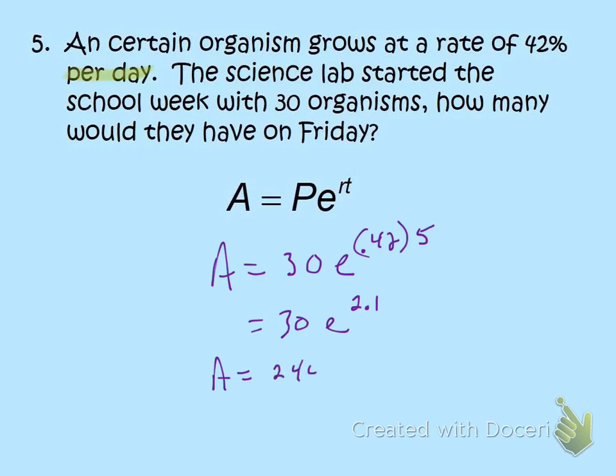We should be able to do that. And on Friday, there should be 244. Now, you get 0.99, but you can't have 0.99 organisms. So you're going to have about 244. Okay?